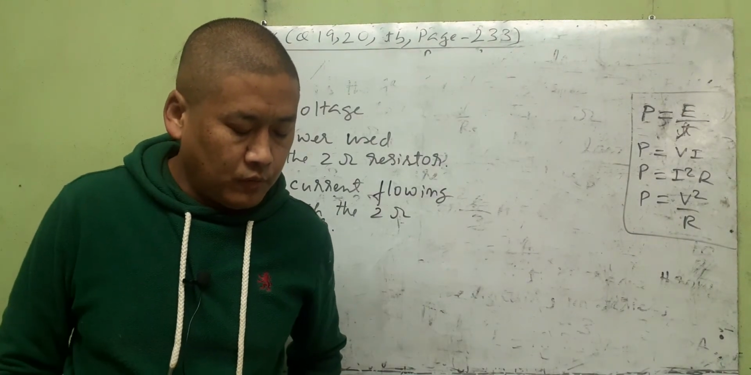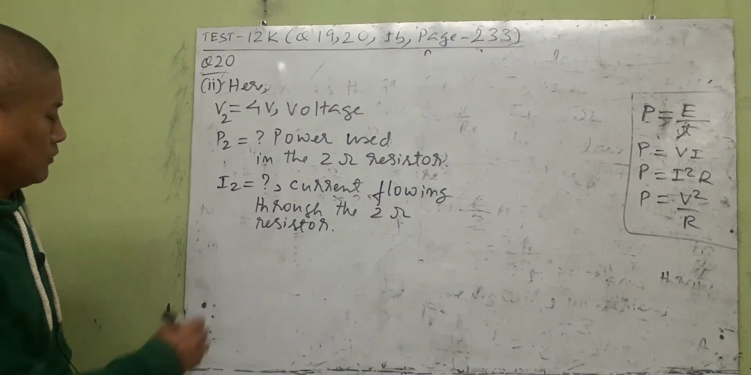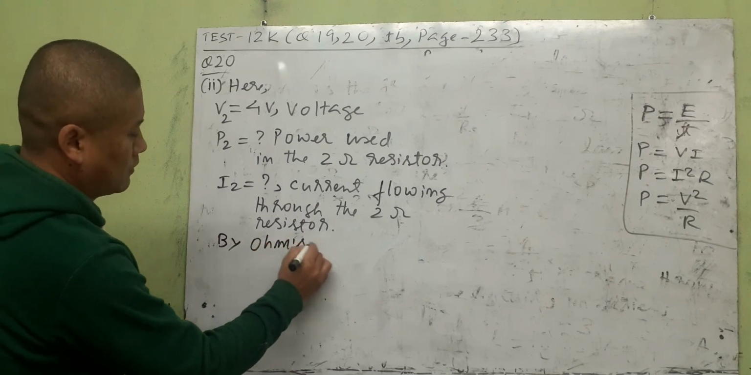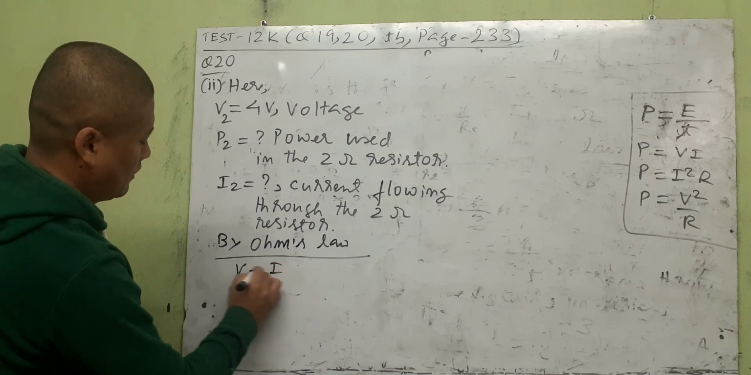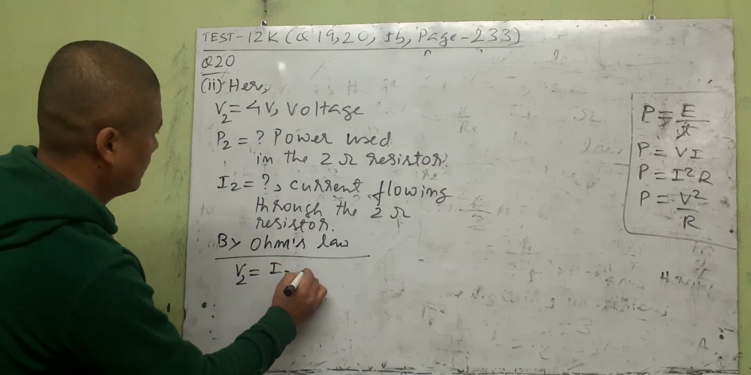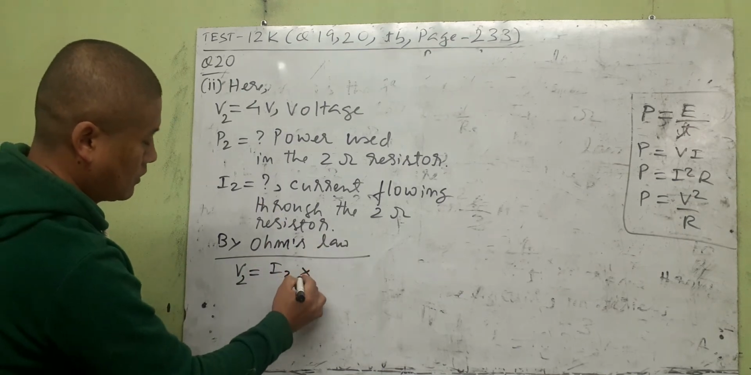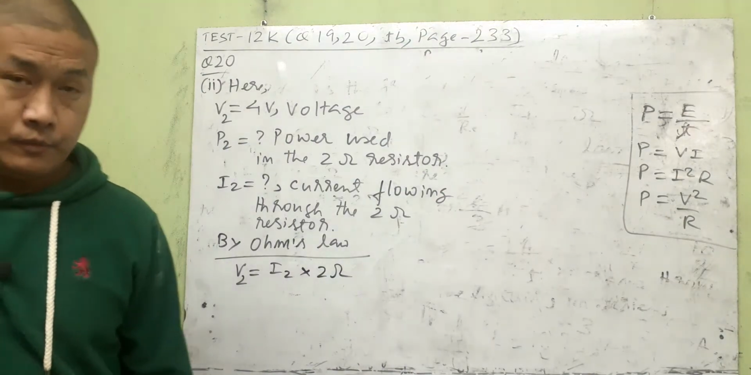Okay, so by Ohm's law, to calculate this I2, let us use Ohm's law. By Ohm's law, V is equal to I into R. V2 is equal to I2 into the 2 ohm resistor. So the R in this case is 2 ohm. We have to be careful with that.